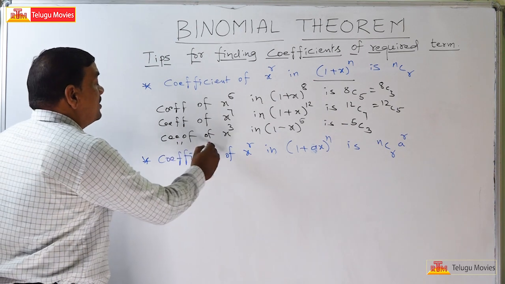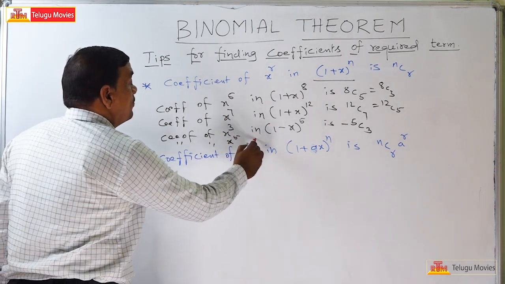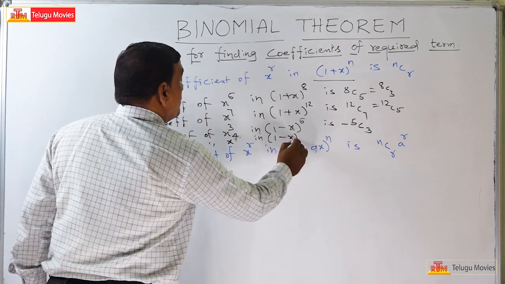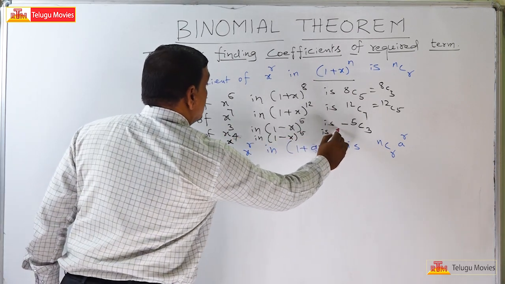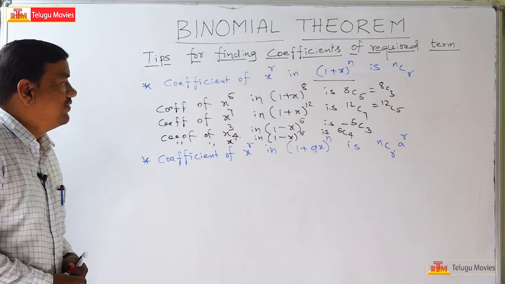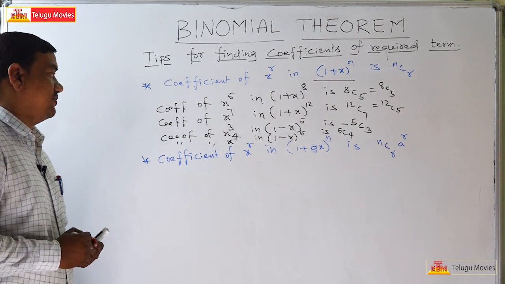Same way, the coefficient of x to the power of 4 in the expansion of (1 minus x) whole to the power of 5 is simply 5C4. Here power 4 is even, so positive. Therefore, simply 5C4.